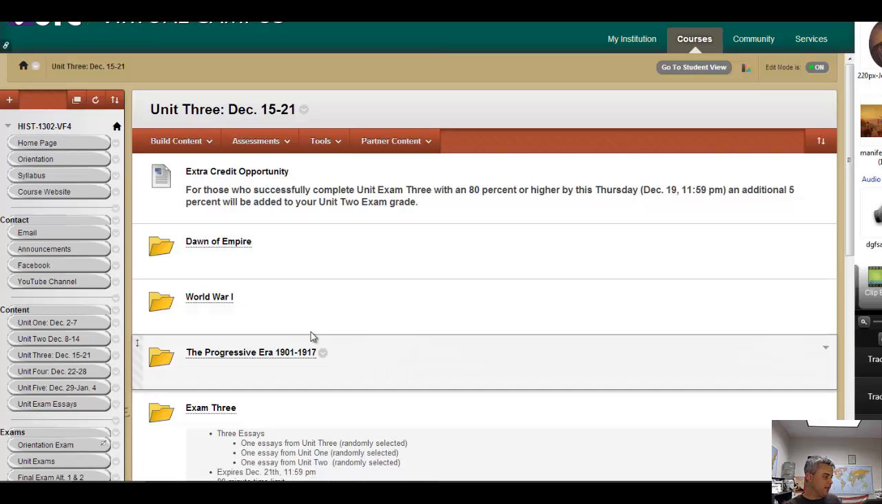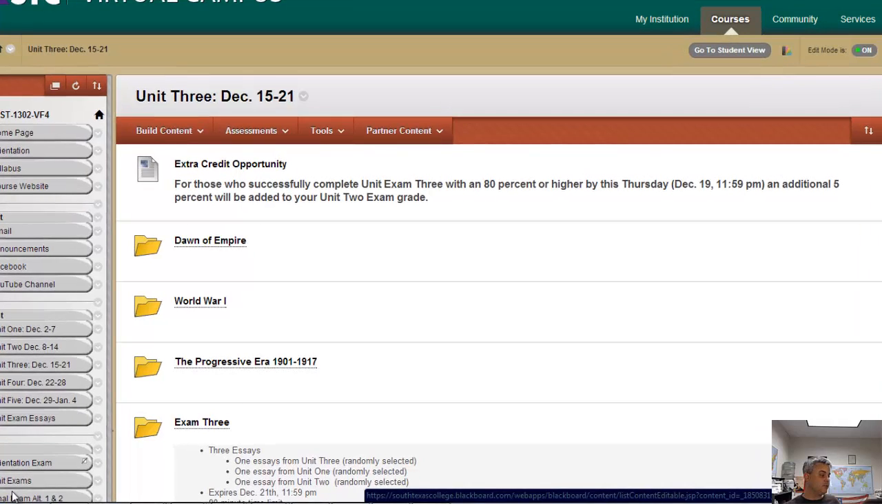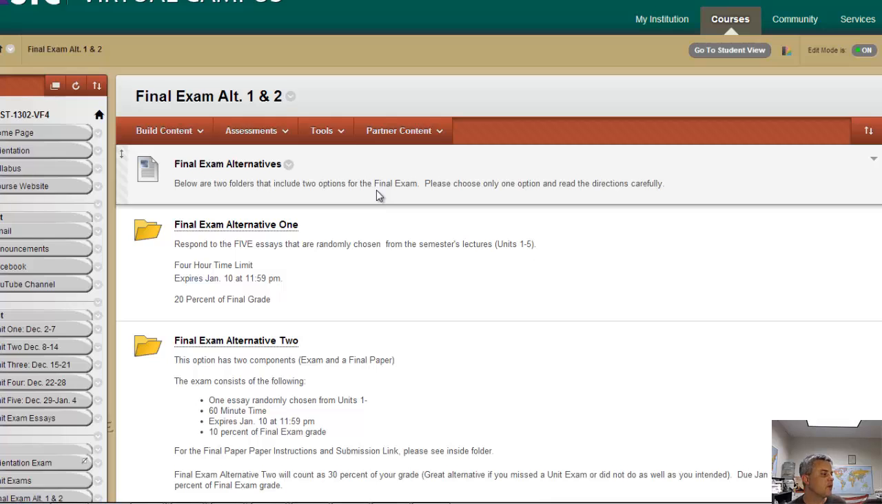So to get to the final exam, you're going to go to Final Exam Alternatives 1 and 2. And as it states right here, below are two folders that include two options for the final exam. Please choose only one option and read the directions carefully, right? So you could do the final exam alternative 1, which is the one that was originally planned on the syllabus and talked about in the orientation.